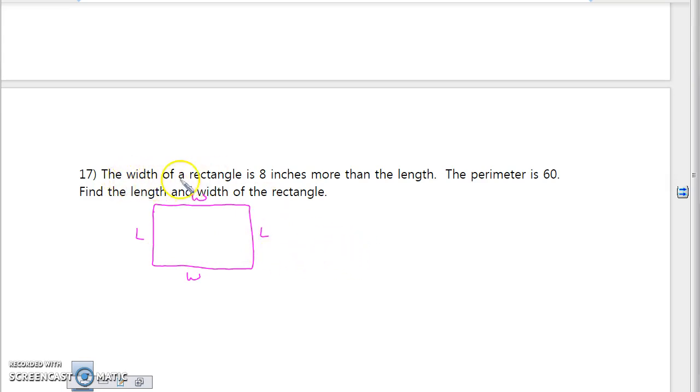Now we know the width of the rectangle is 8 inches more than the length. So if I took my length and added 8 inches to it, I know that that's what my width is. Let's say these are the same exact picture. I know I've got my length, but now my width becomes my length plus 8, because it's 8 more than my length. And now we know perimeter is to add everything. So we simply add up all of our sides.